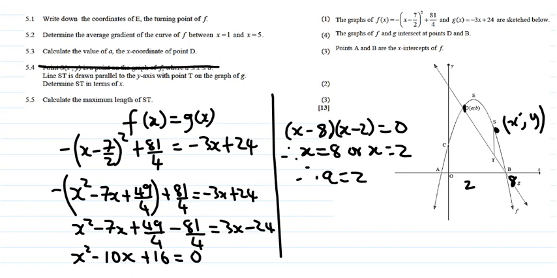That is all this is saying, and you don't need to be intimidated by that. You can see it yourself. Then, here's the key part now. The line ST is parallel to the y-axis with point T on the graph of g. The graph of g is the straight line. So T lies on what? On the straight line. Okay? Now, determine ST in terms of what?